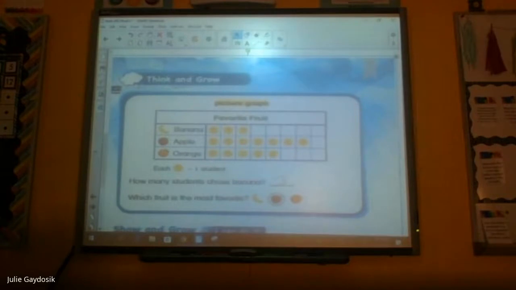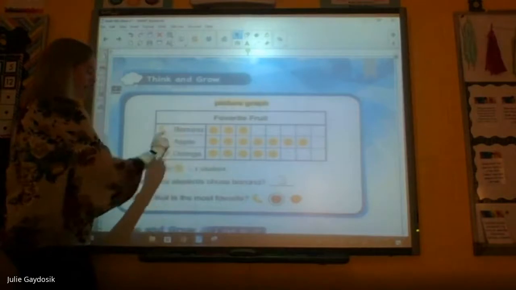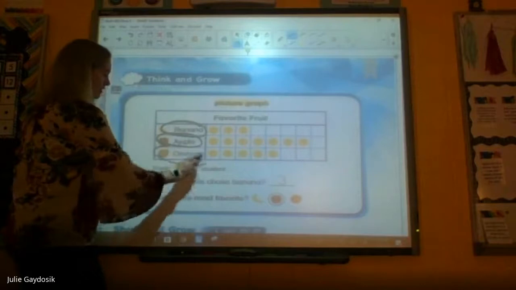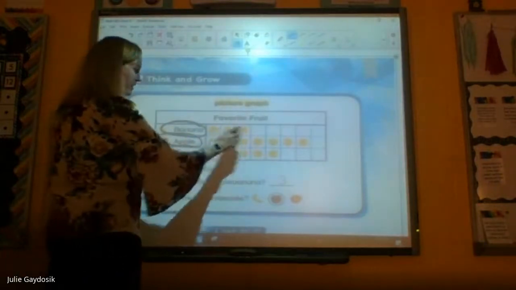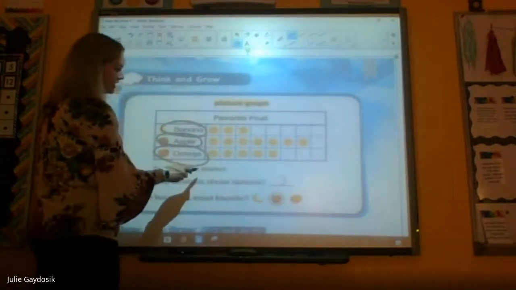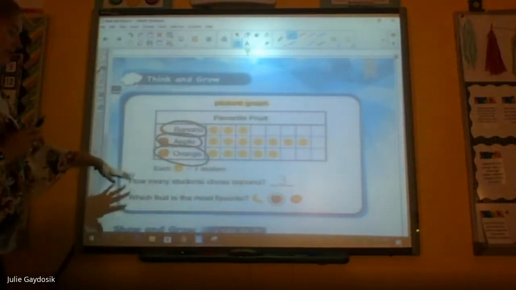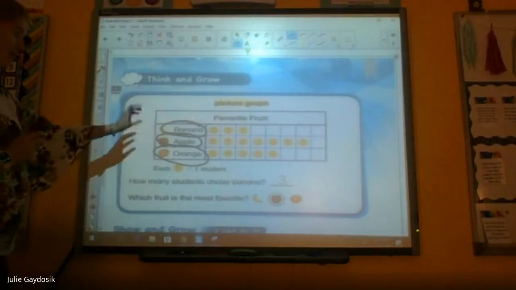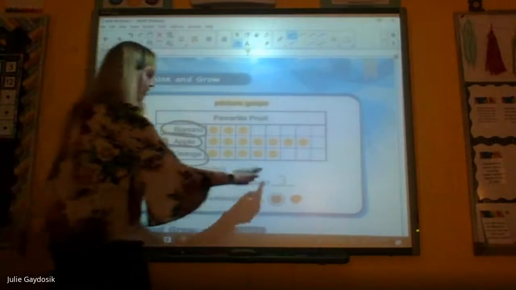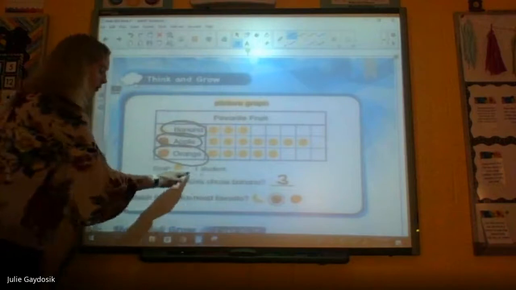Okay, so this is showing you a smiley face equals 1 student. And then it showed you that they voted for bananas, apples and oranges, okay? Bananas had 3 votes. Apples had 7 votes. And oranges had 5 votes. So then to interpret that, it asked you to look at the pictograph or the picture graph and answer these questions. How many students chose banana? So they picked 3 because there's 3 smiley faces, which equal 1 student each.